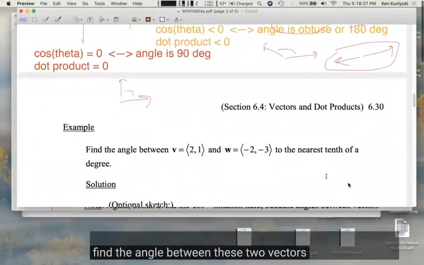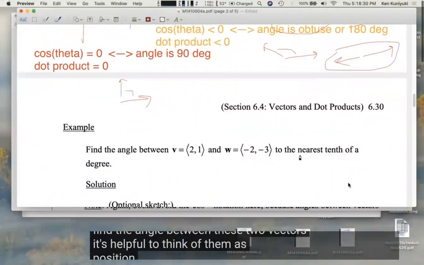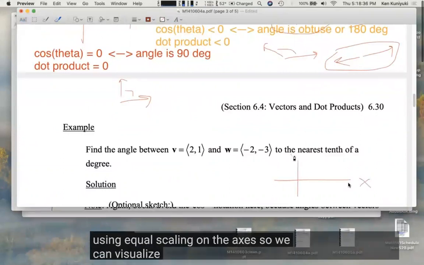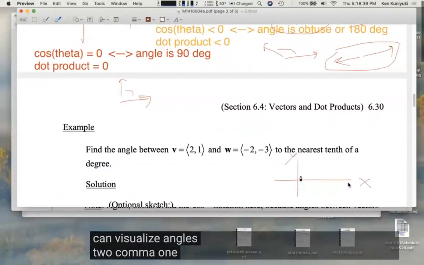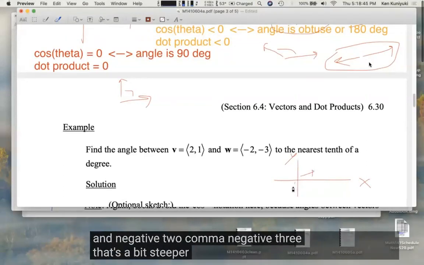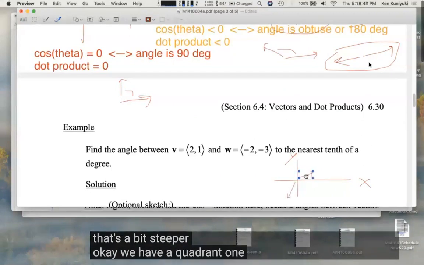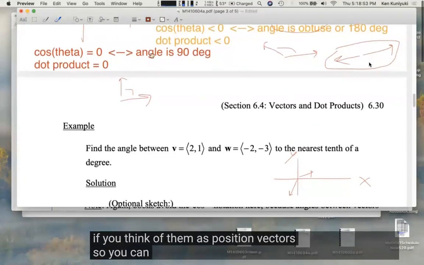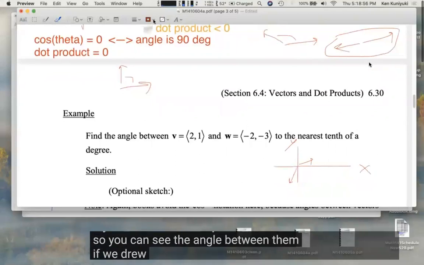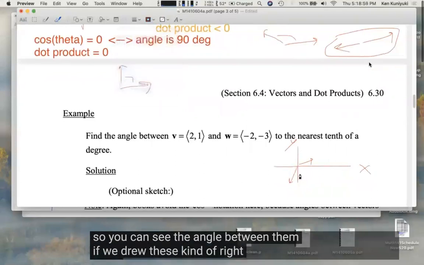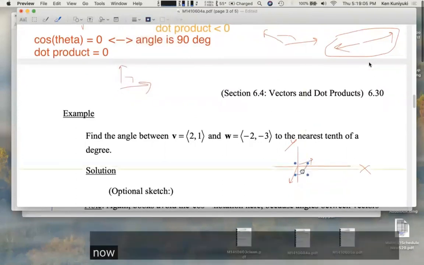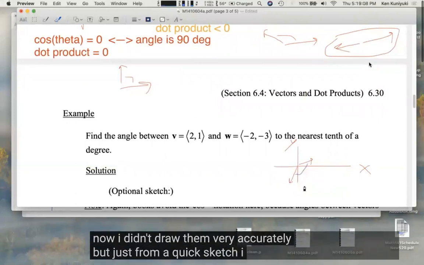Find the angle between these two vectors. It's helpful to think of them as position vectors, using equal scaling on the axes so we can visualize angles. (2, 1) is kind of flat, and (-2, -3) is a bit steeper. We have a quadrant one vector and a quadrant three vector, if you think of them as position vectors. So you can see the angle between them. If we drew these right, we're guessing we're going to get an obtuse angle between these. Now, I didn't draw them very accurately, but just from a quick sketch, I think we're going to get an obtuse angle.